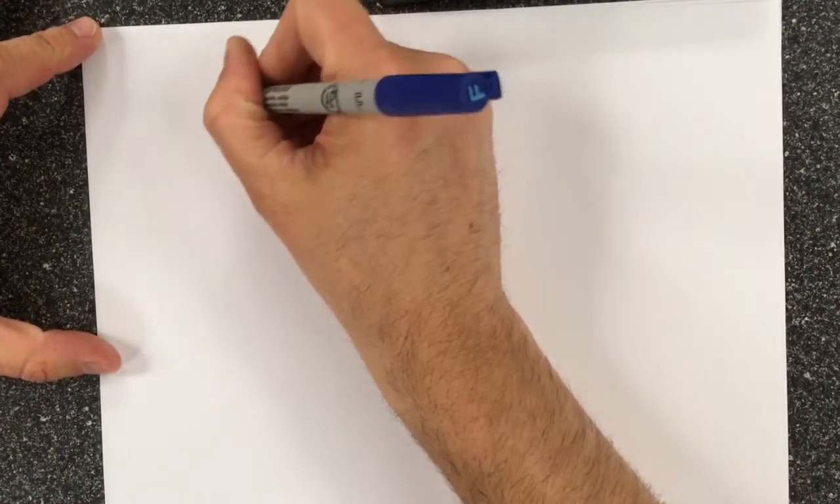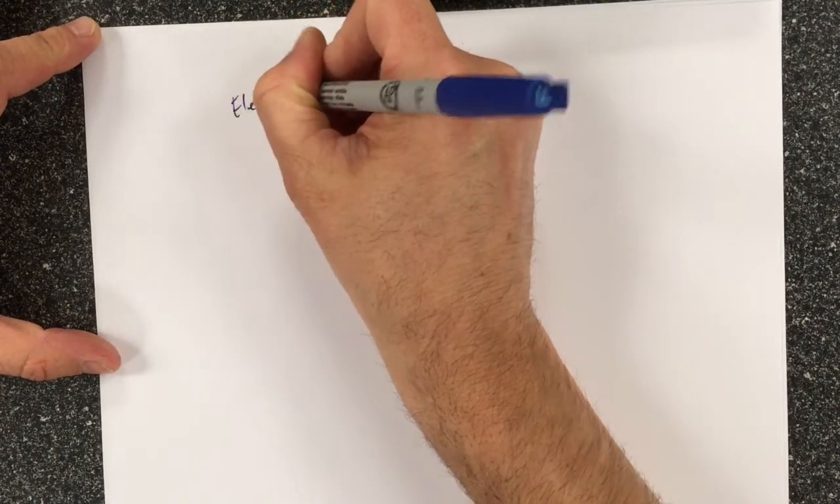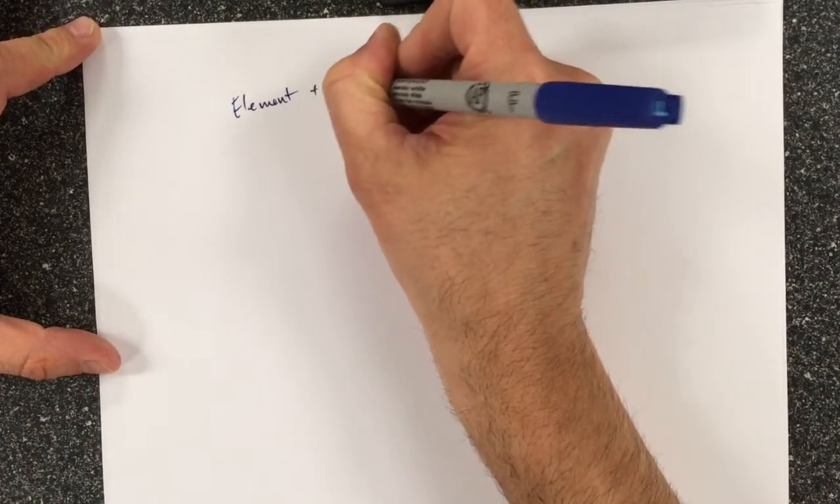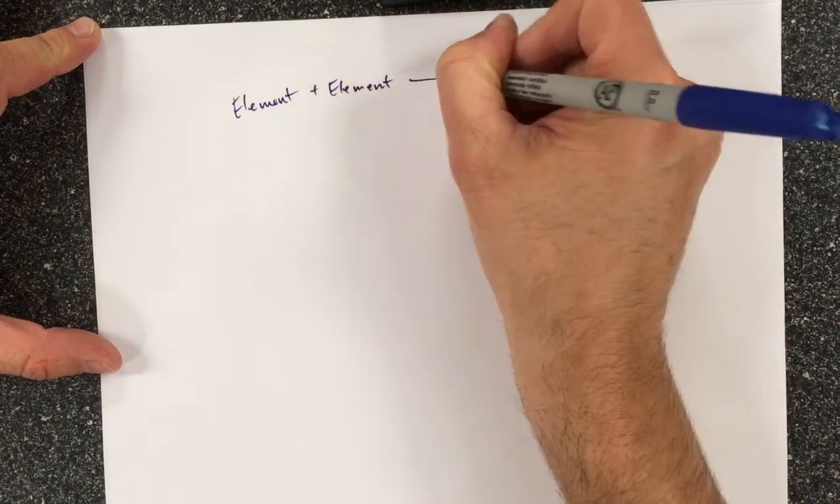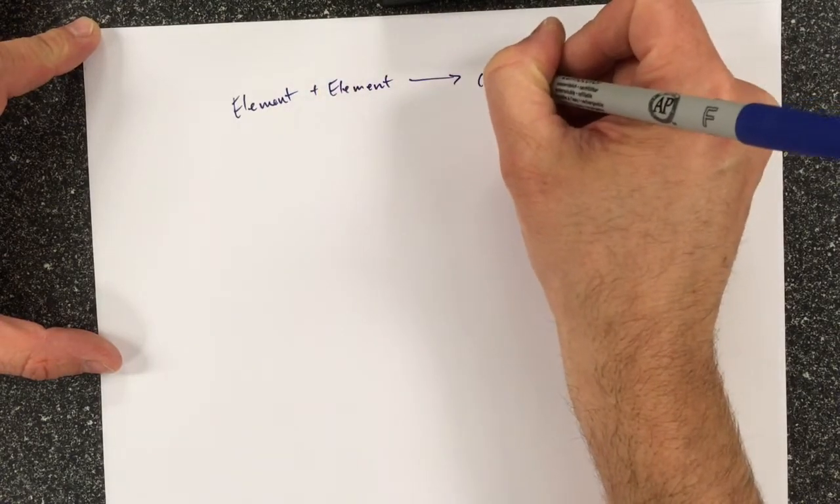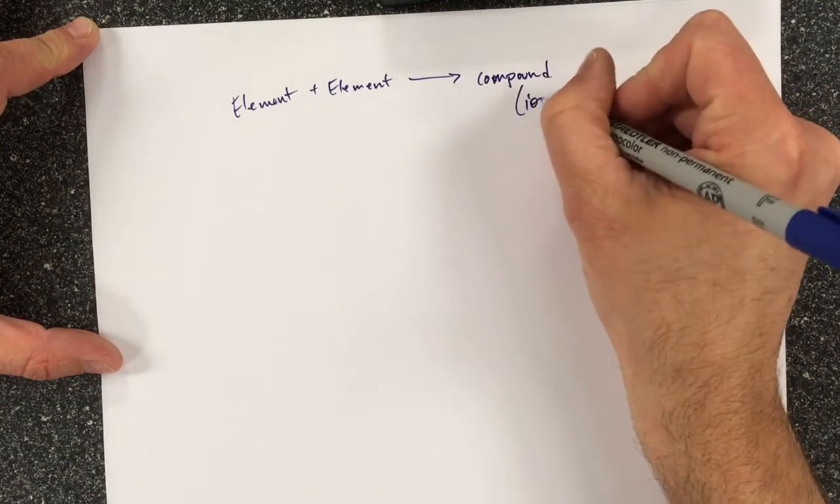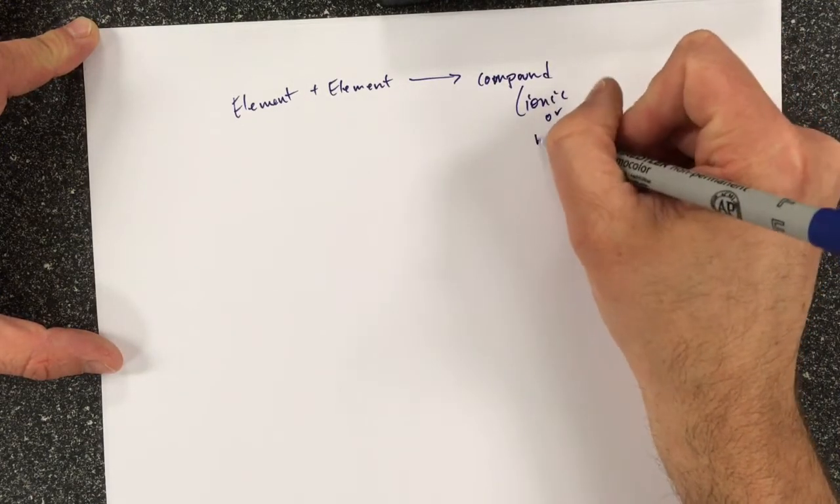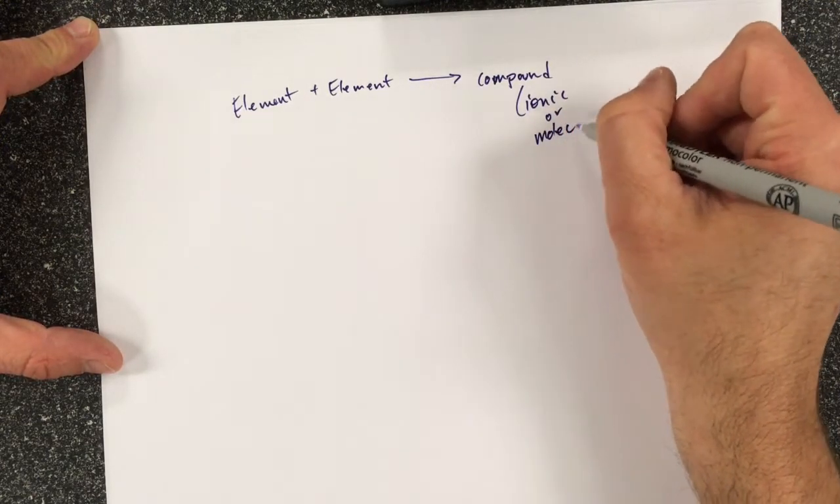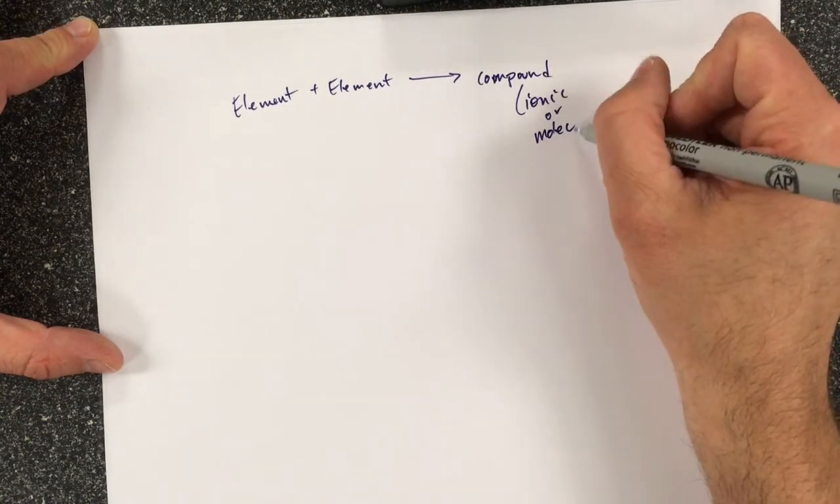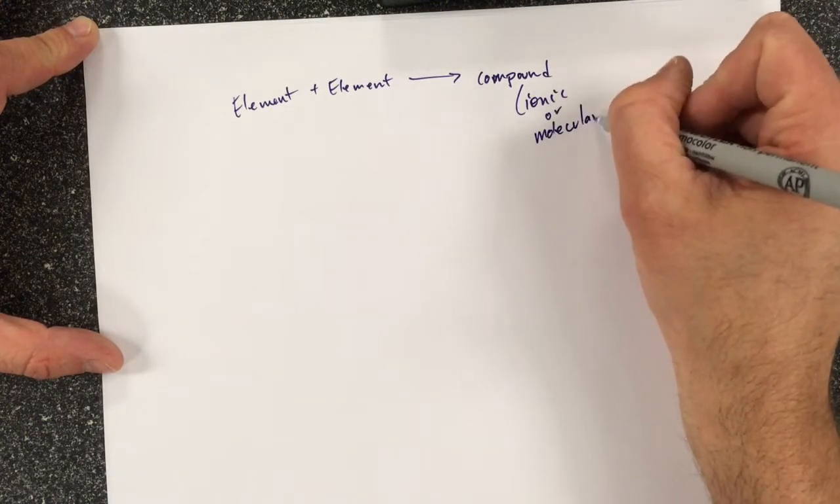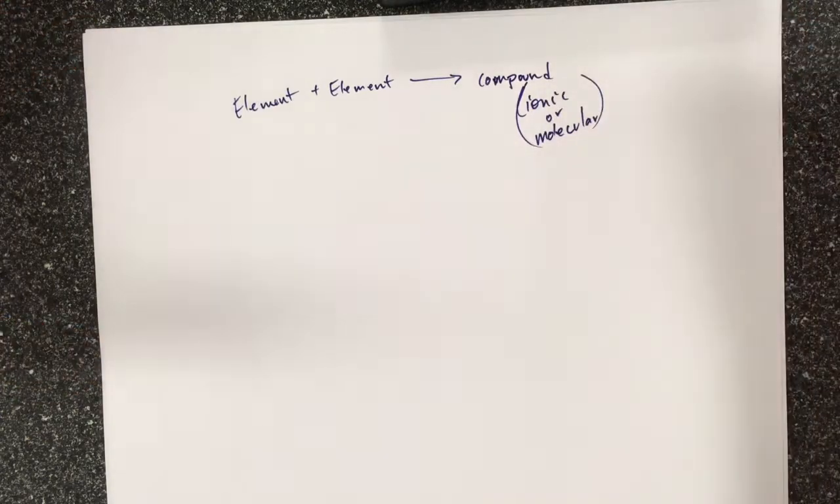Formation reactions are reactions where you have an element and another element forming a compound. Now the compound could be ionic or molecular. Usually we'll be looking at the ionic compounds because they're a little bit easier for us to sort out, and we tend to use them a fair bit.